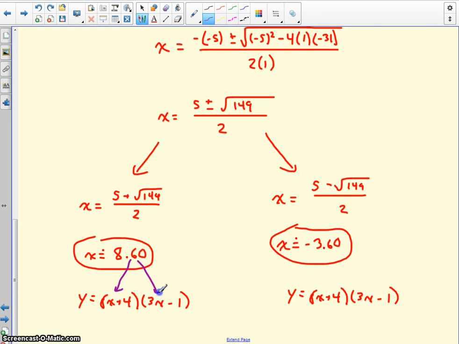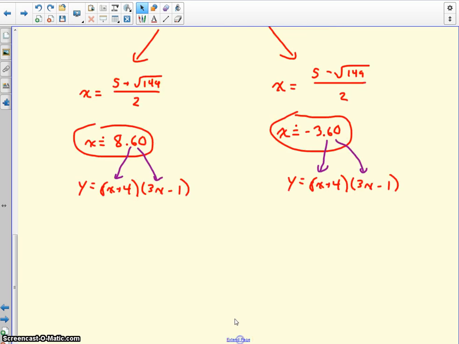So for this equation, x equals 8.6. For this equation, x equals negative 3.6, approximately. I'm not going to have exact answers here. We only could get exact answers by subbing in this entire expression in for x, but that is a bit more complicated. We're just looking for approximate points of intersection here. So let's work this out.